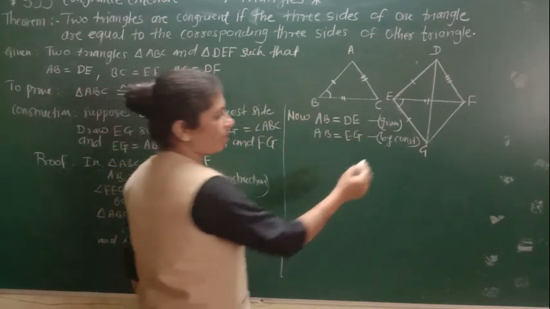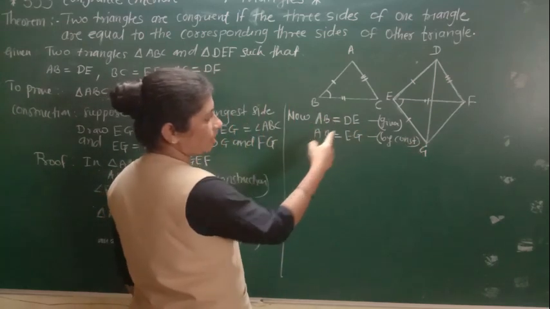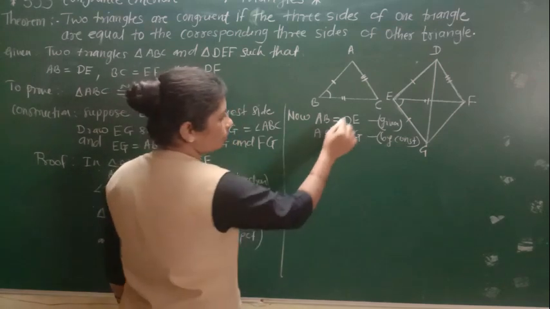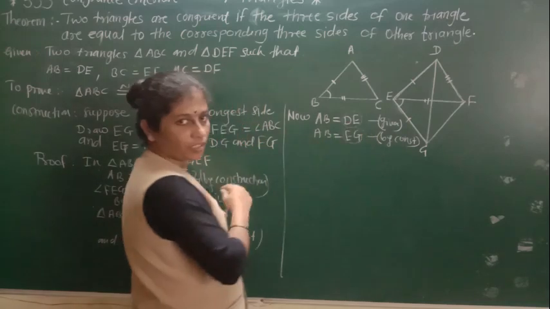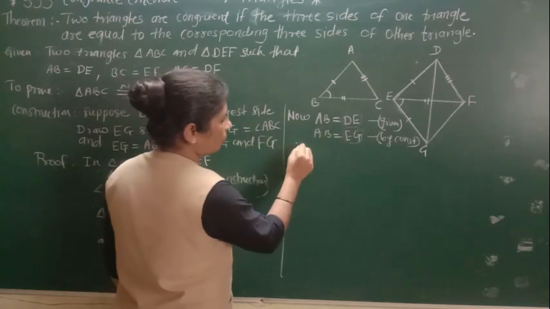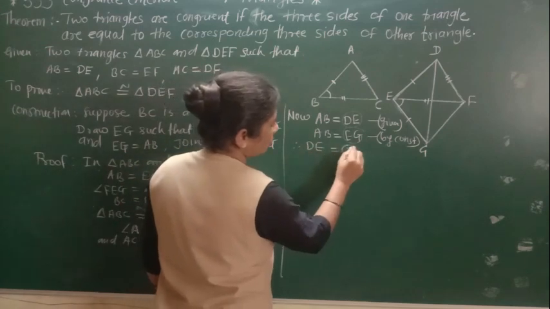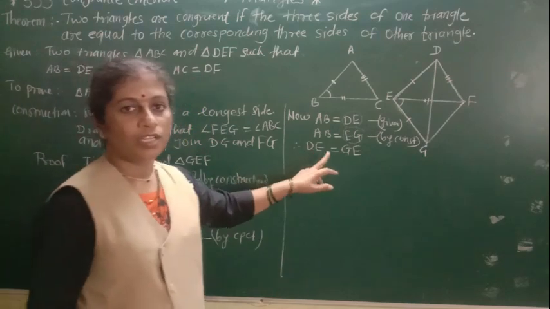Okay, by construction we have taken this. So what can we write from this? AB equals D and AB equals EG, right? So these two will come same. Understood, everyone? So here, what will we write? DE equals GE. Okay, this we have got: DE equals GE.